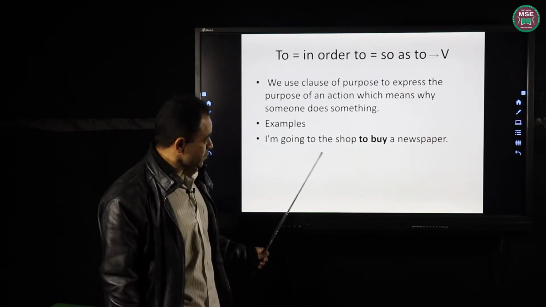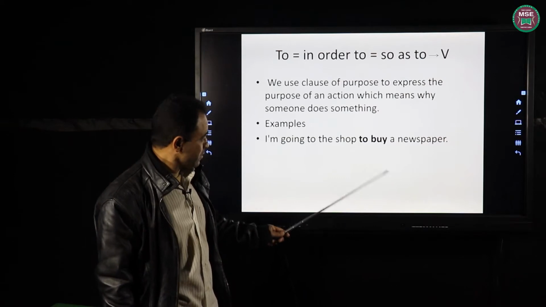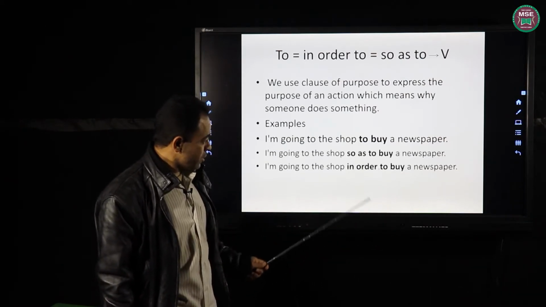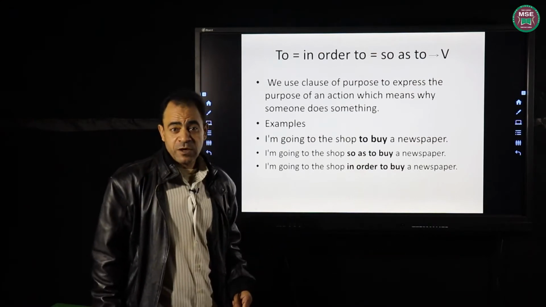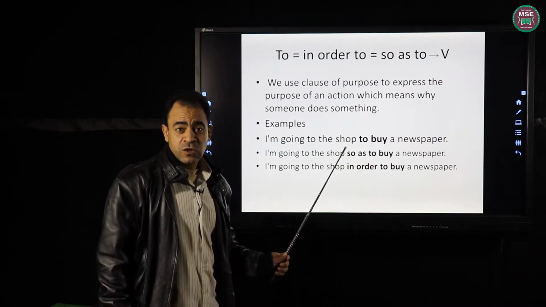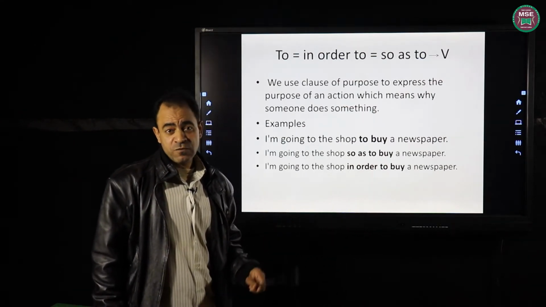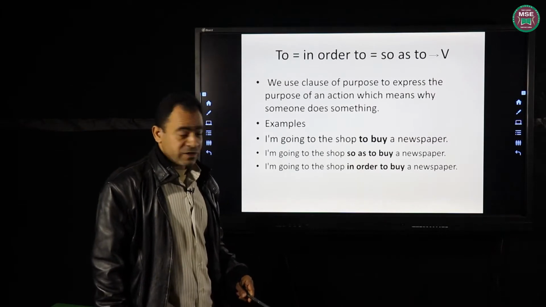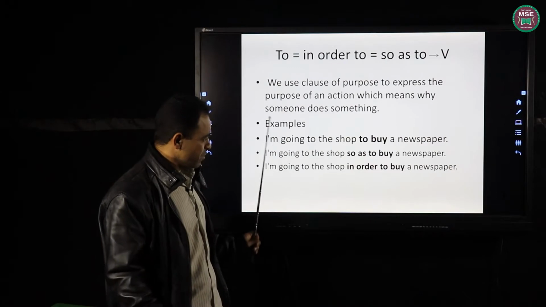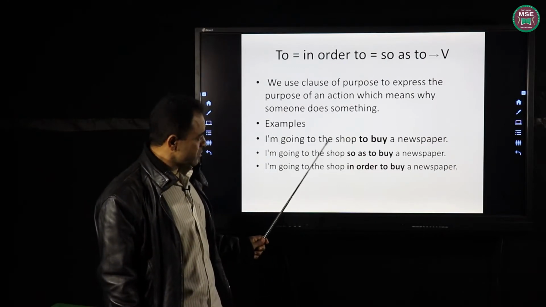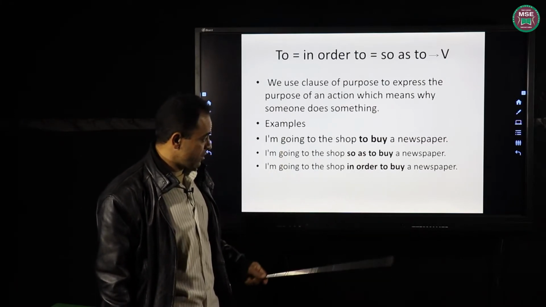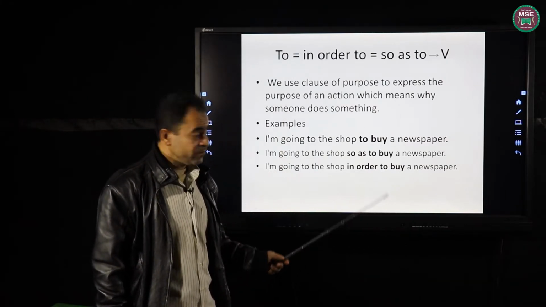Okay, I'm going to the shop to buy a newspaper, or so as to buy a newspaper, or in order to buy a newspaper. They are the same, okay? To, in order to, so as to. Just the verb infinitive after it, okay? And we don't care for the tense here, whatever it is, present, past, it doesn't matter. But here, to express the clause of purpose, we use just any of these and the verb infinitive. And they are the same, okay?